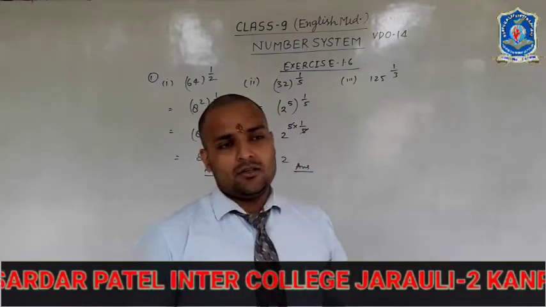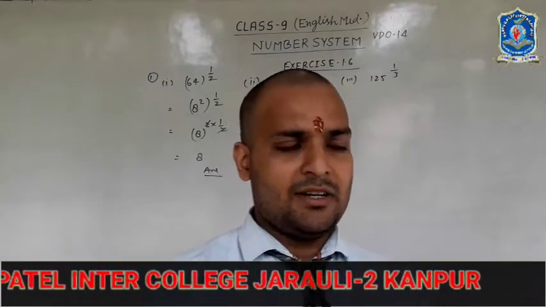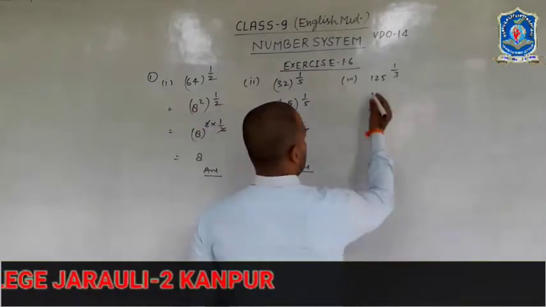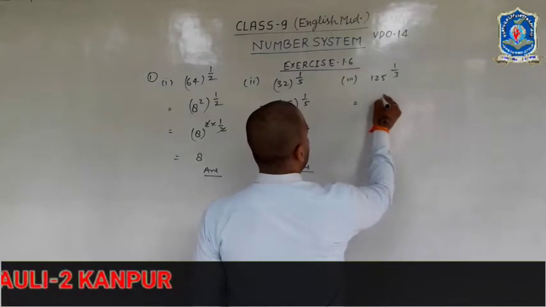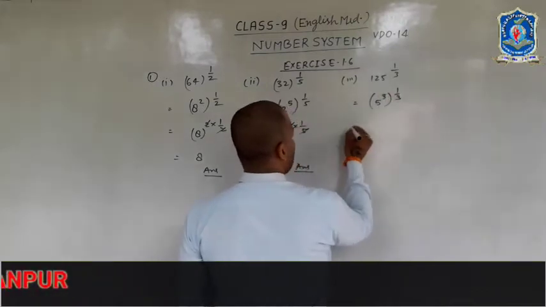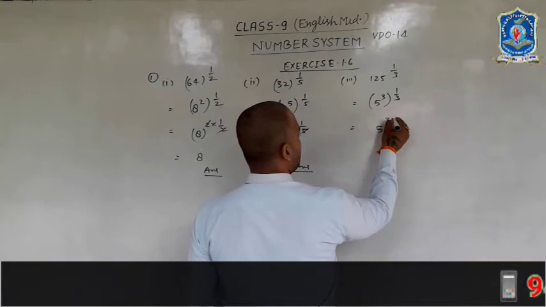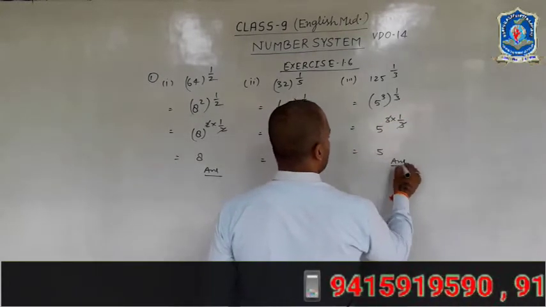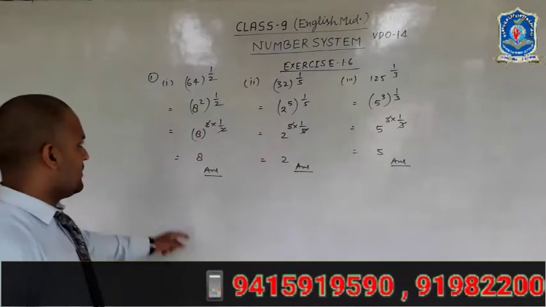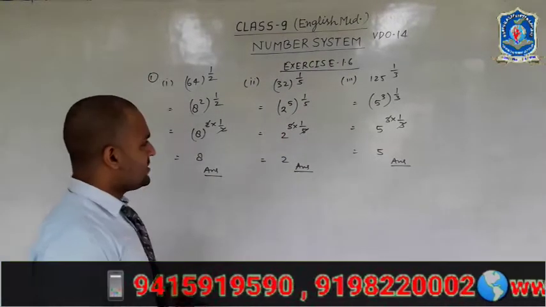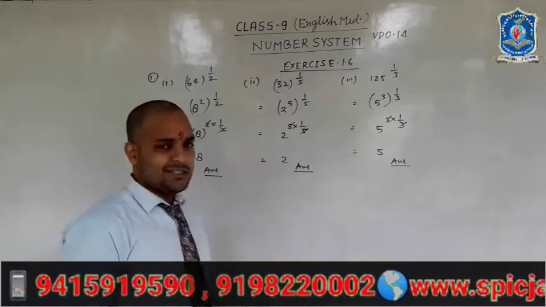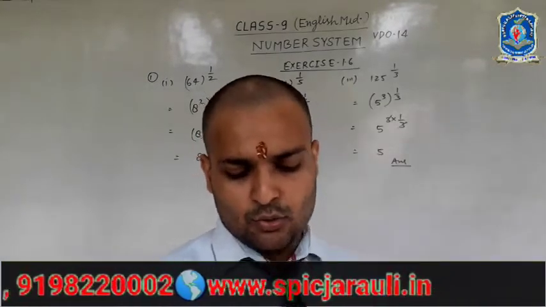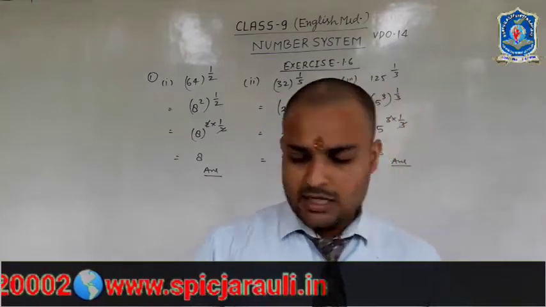Okay students. Now question number third is 125 to whole power 1 by 3. The prime factorization of 125 is 5 cube. Applying laws of exponents, 3 into 1 by 3 cancels, and the answer will be 5. Question number first has been completed. All three questions have been completed. And in question number 2, similarly, there is no change.